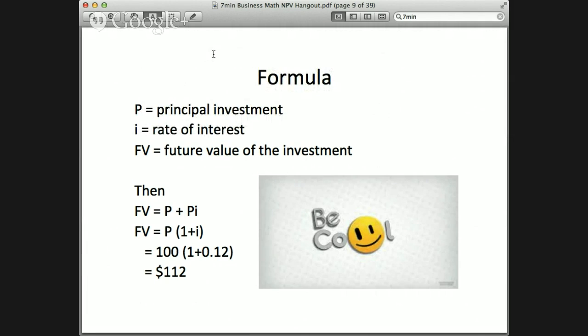So the formula is, again, P is the principal, the investment that you've made. I is the rate of the interest. FV is the future value of that investment. So here we go: $100, the present value of the money invested. Then we have 1 times the percentage because it's for 1 year. That means that after that calculation, 100 times 1.12 is $112.